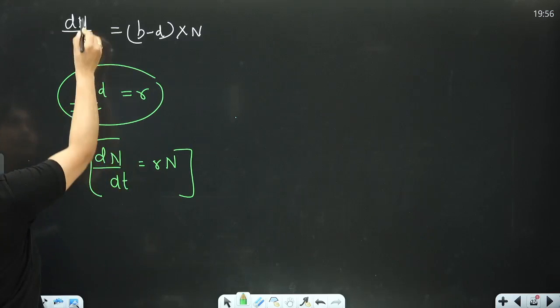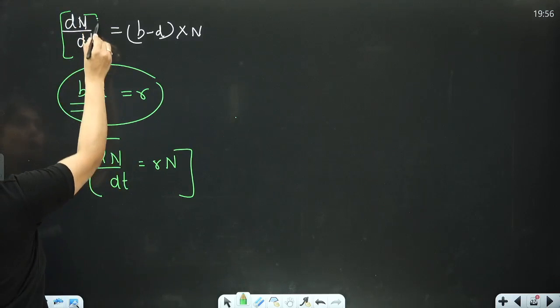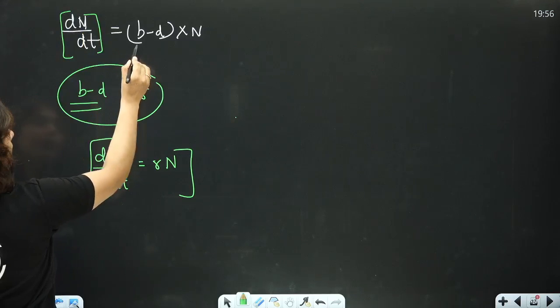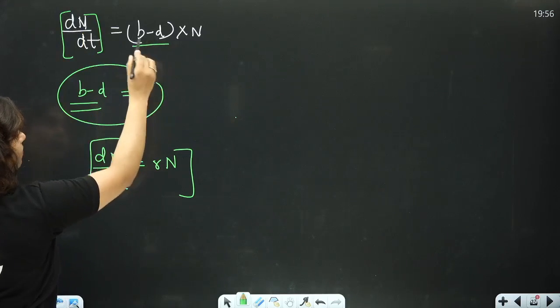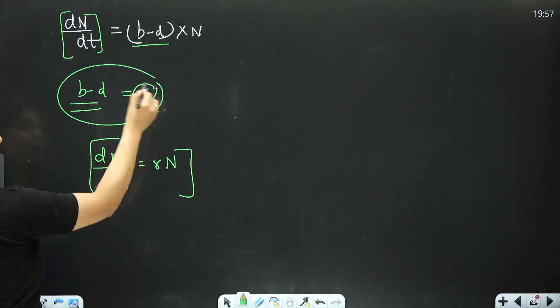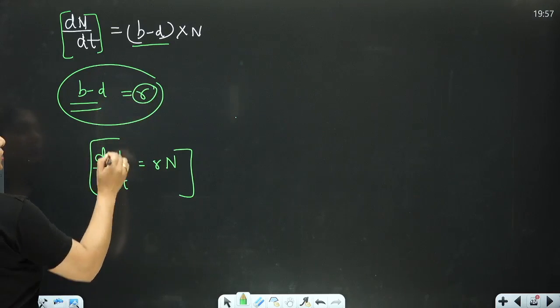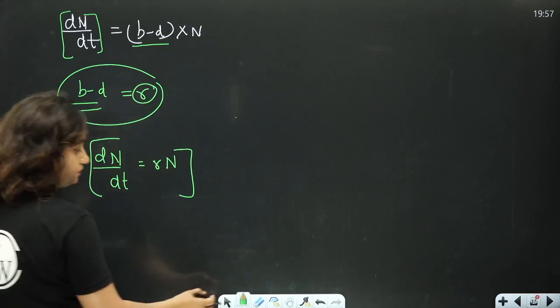dN by dt represents the increase in the population size, the rate of growth, and b minus d, birth rate minus death rate, is the measure of r value, and it is equal to dN by dt equals r.